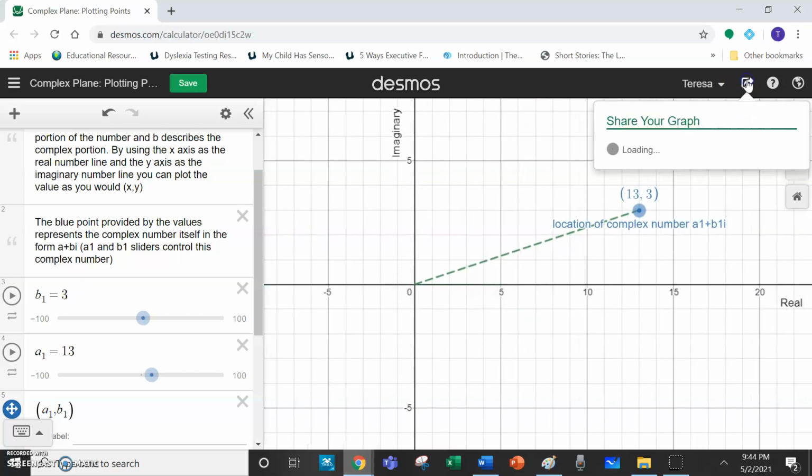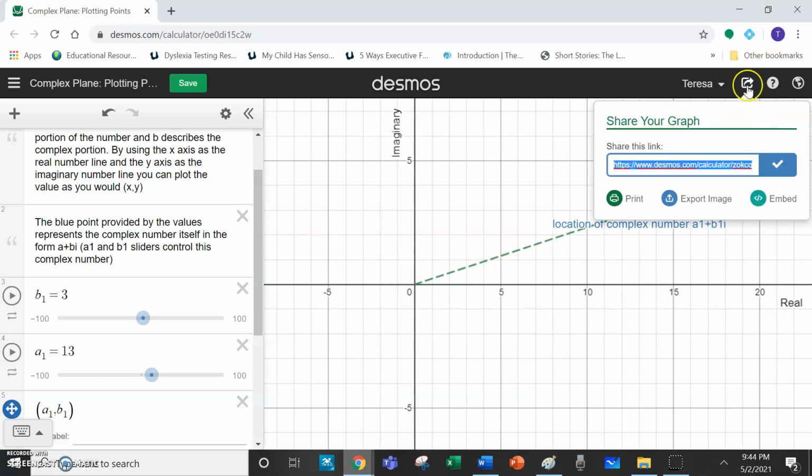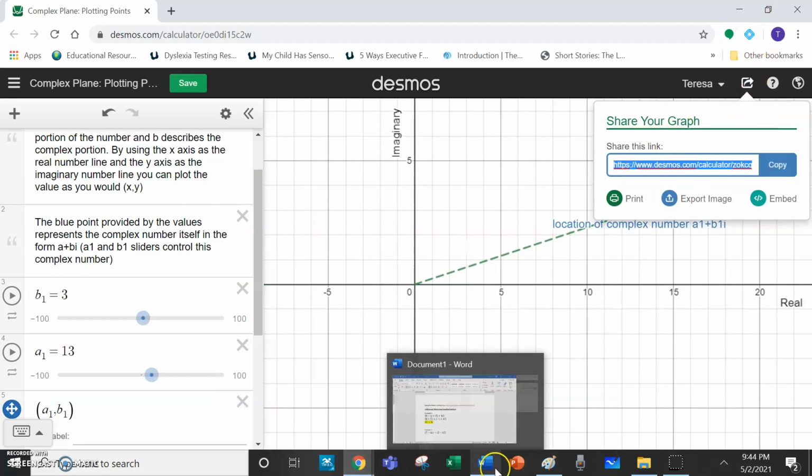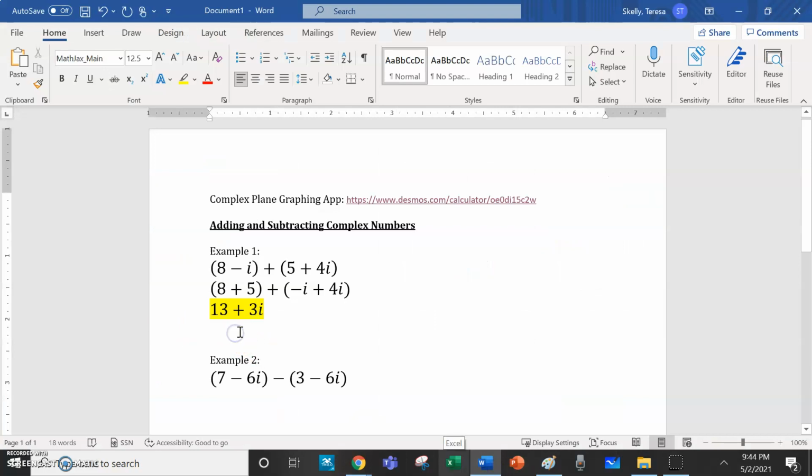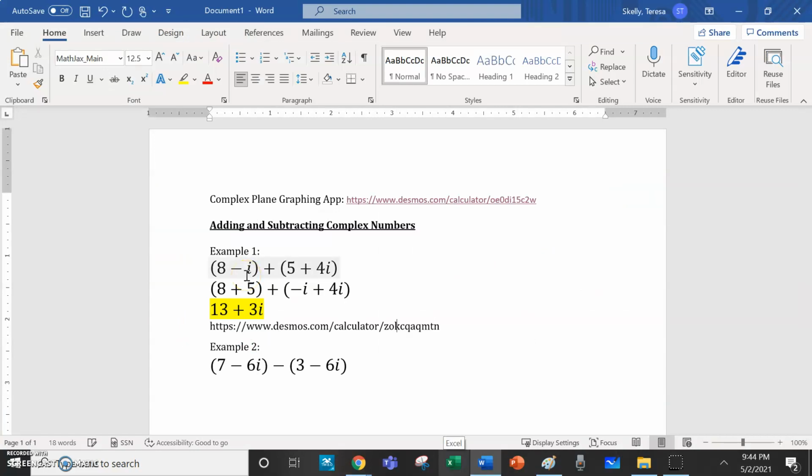Then I would copy my link by clicking the share button, clicking copy, and paste it to prove that I had graphed it. So this would be the link of my graph right there. And that way when you do that, I can check your work.